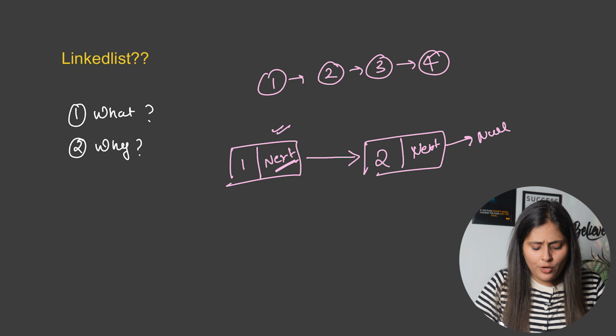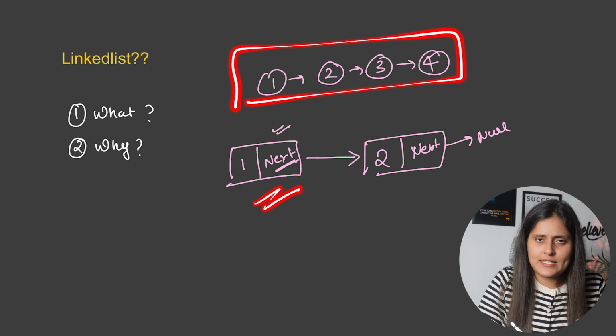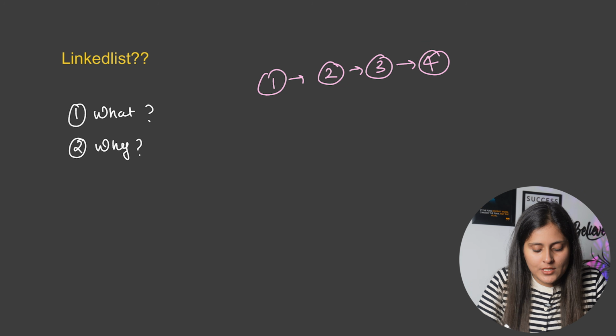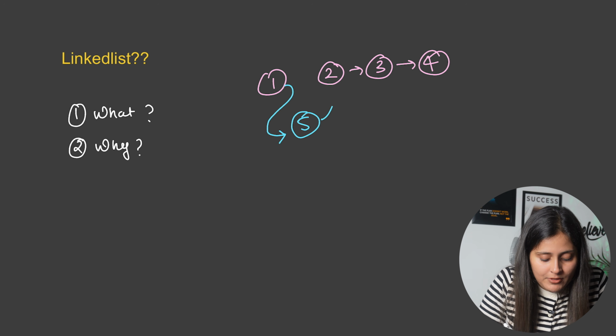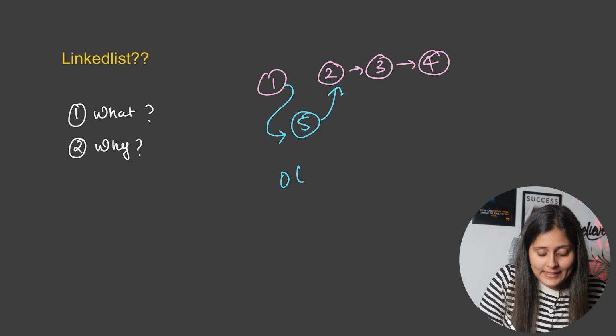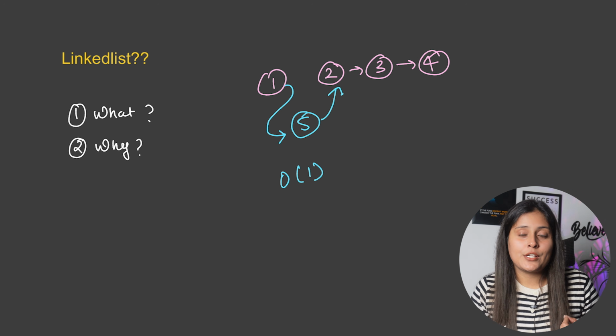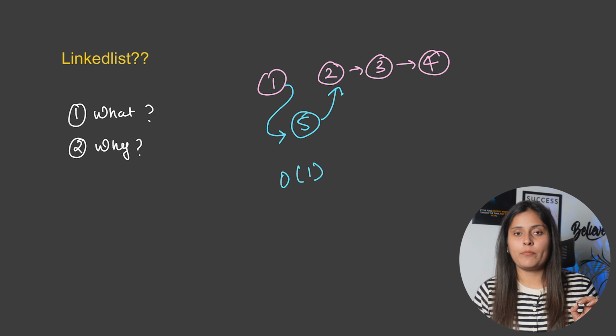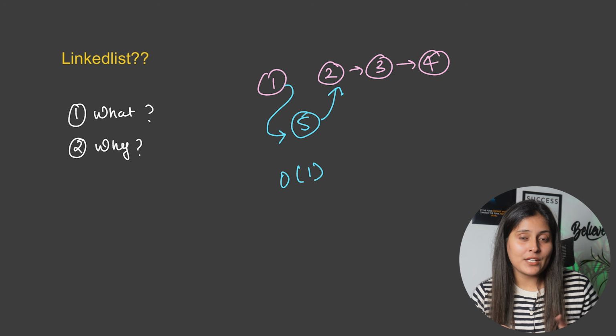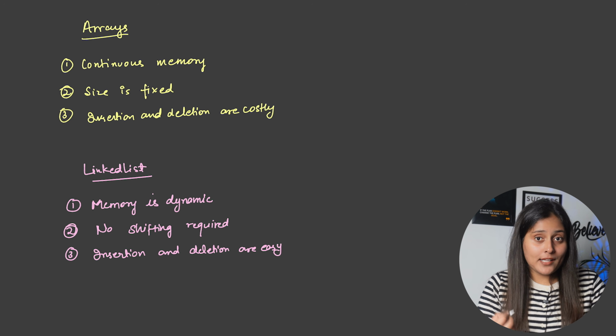So this is how we actually represent a linked list. Suppose we want to insert a node 5 here. We will just disconnect this next pointer, and this 1 dot next will point to 5 and 5 next will point to 2, and in just O of 1 time complexity we can insert. So hence in this way insertion and deletion takes only O of 1 time complexity, but in case of array it was O of n time complexity. So here are the pointers.